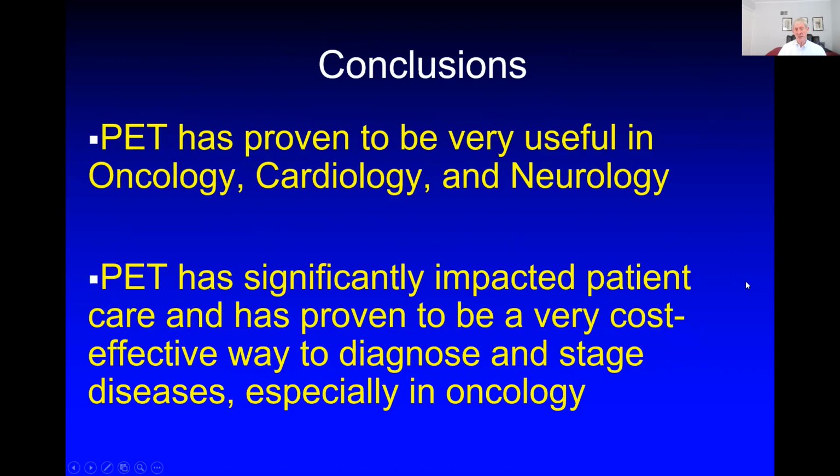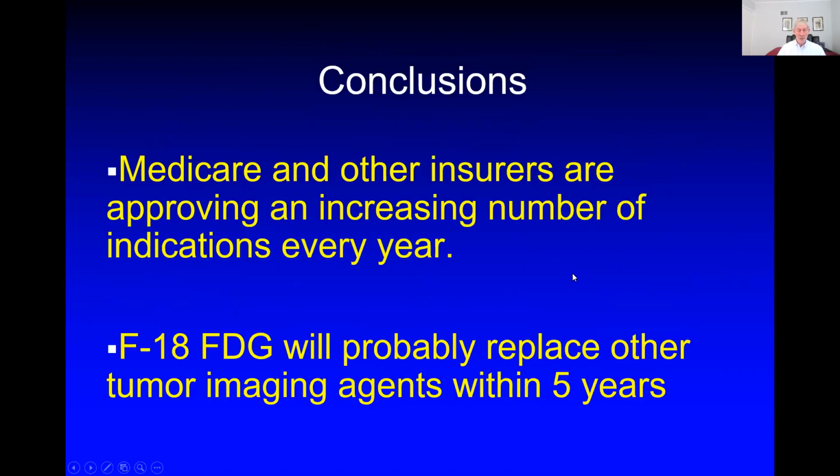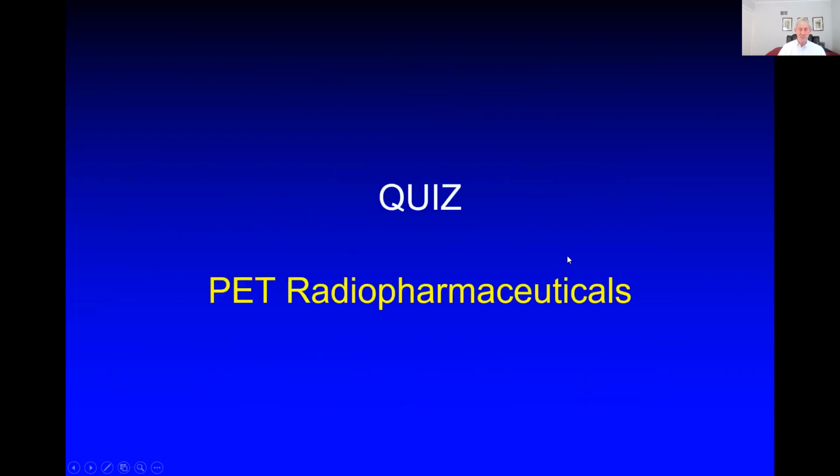So the conclusion is that PET scanning with those pharmaceuticals is useful in these 3 major medical areas here: oncology, cardiology, neurology, and has had a very significant impact on patient care. And it's a very cost-effective way to diagnose and stage diseases. And Medicare and the other insurers are approving new uses all the time. And I put this in the slide many years ago, and it's certainly true that FDG has replaced almost all of the other tumor imaging agents, with just a couple of exceptions, like prostate cancer.